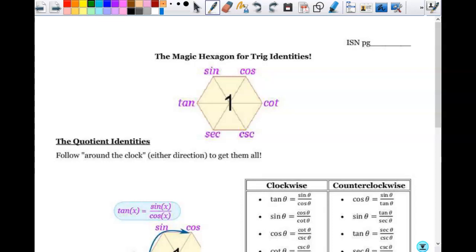So if I draw a hexagon, and we have to have it labeled this way or it's not going to work. But really, if you can get tangent, sine, and cosine in the right places, then the function across from them is their reciprocal. So it's easy to get the other ones in there. There's a lot of really cool things that happen with this. So to get your quotient identities, you can follow around the clock.